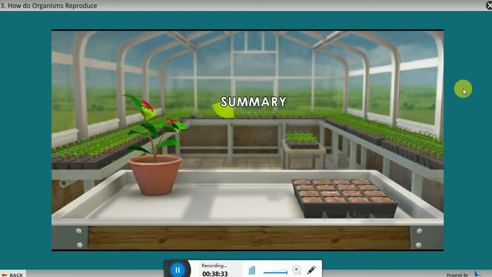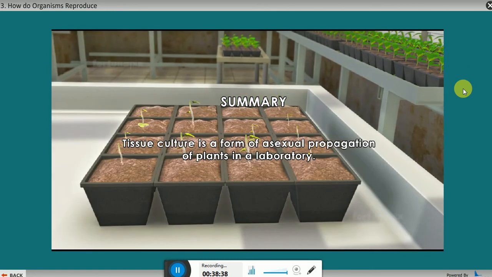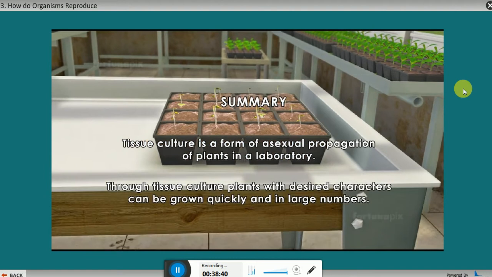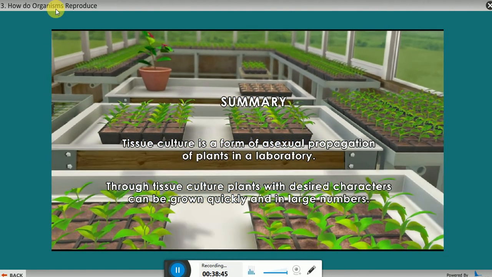Summary: tissue culture is a form of asexual propagation of plants in a laboratory. Through tissue culture, plants with desired characters can be grown quickly and in large numbers.